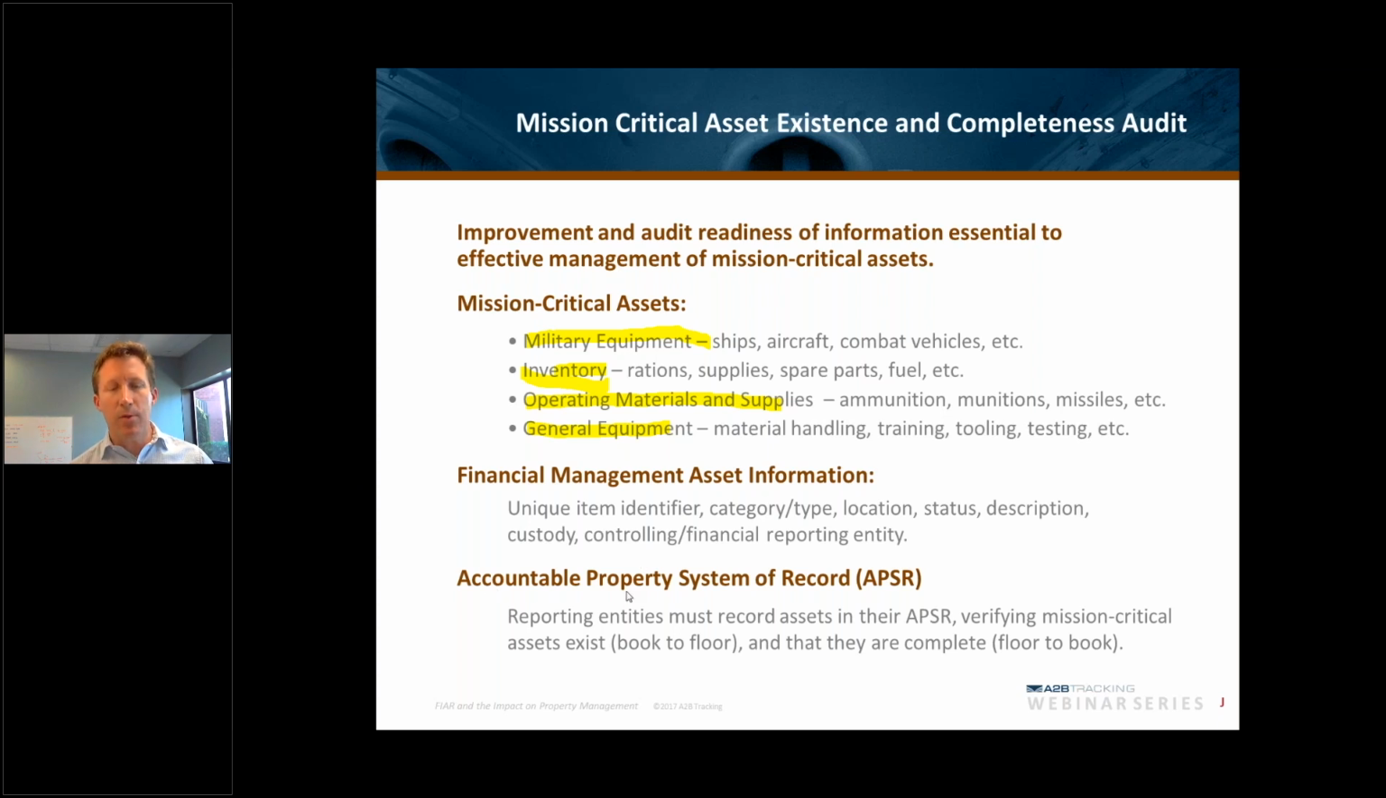Now, why are we gathering it and where is it going? Every component is responsible for an accountable property system of record, which is where the records that you're going to be providing to them, if you're on the contracting side of this, to verify that mission essential asset existence and completeness, the floor to book and book to floor. So these accountable property systems of record is where the data is going to be stored coming from the government. And we'll speak in a moment about the means in which the data that you're maintaining, the records you're maintaining, how they get reported to those electronic systems.